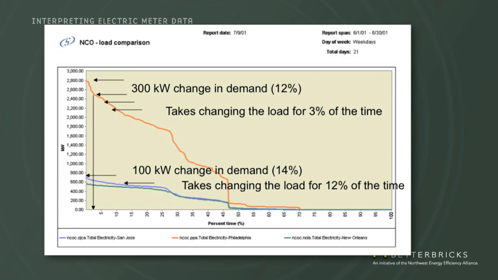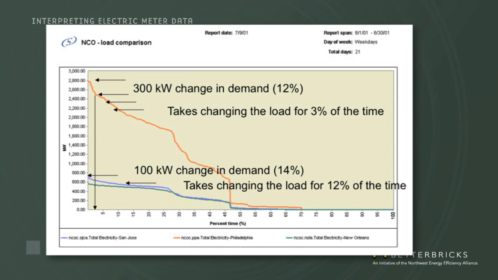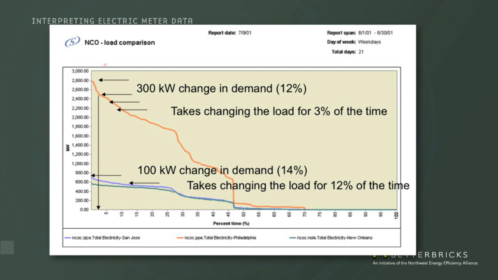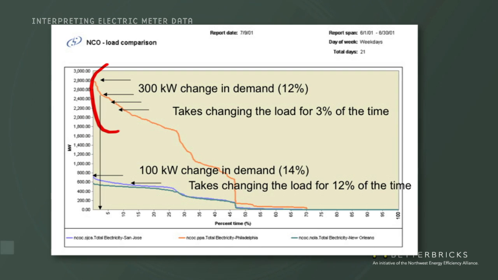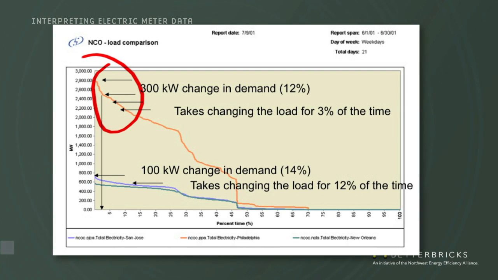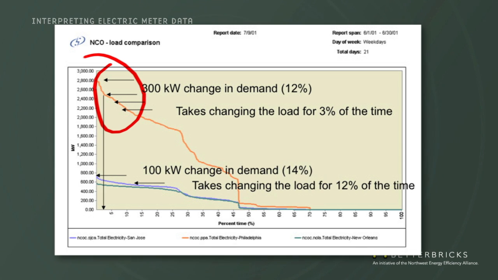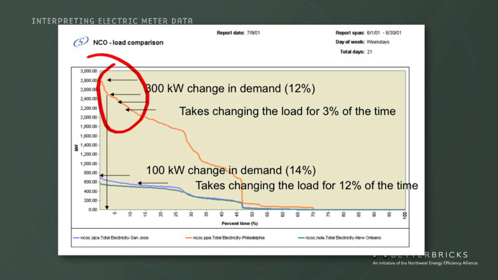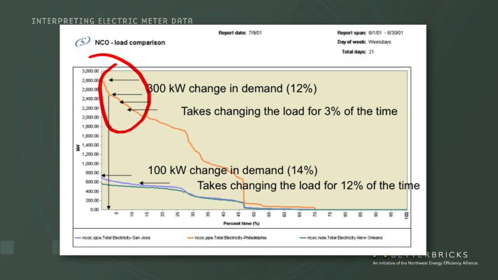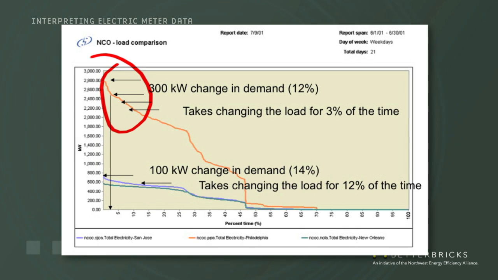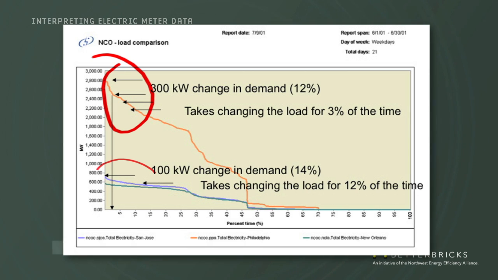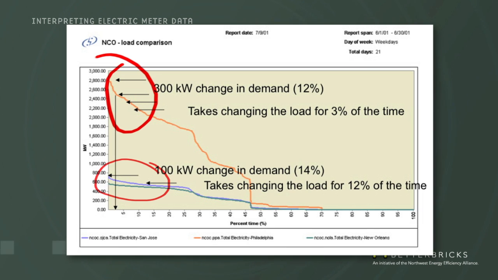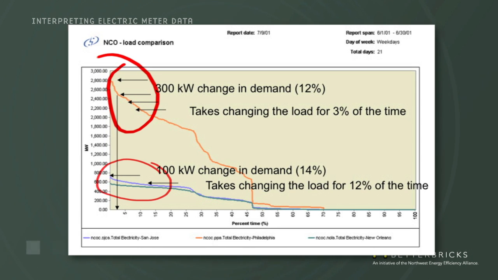A load duration curve is plotting the percentage of time that a building is operating at certain demand levels. In this case here, for this facility, it has a change in demand from 2800 kW down to approximately 2500 kW. So a 300 kW change in demand about 3% of the time. As compared to this building, or these 2 buildings here, that have about 100 kW change in demand over approximately 14% of the time.